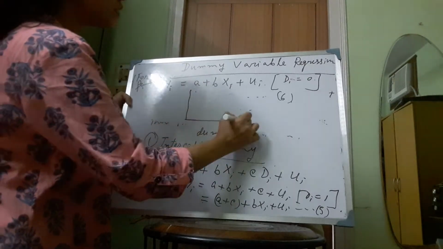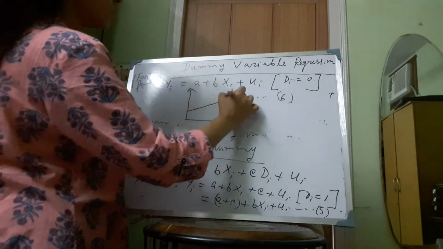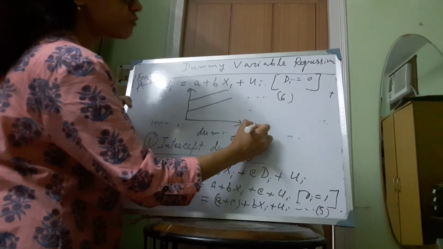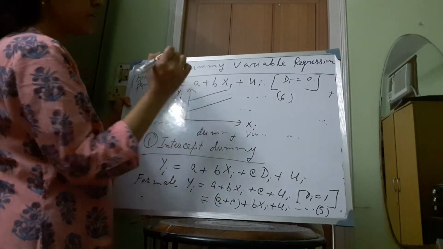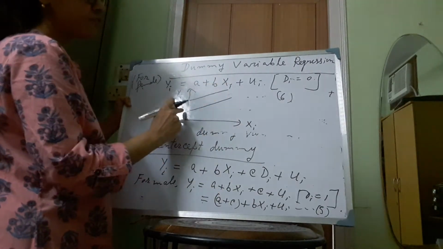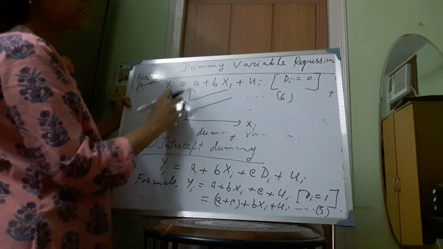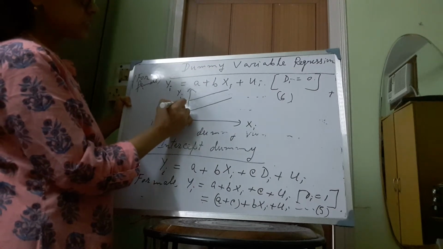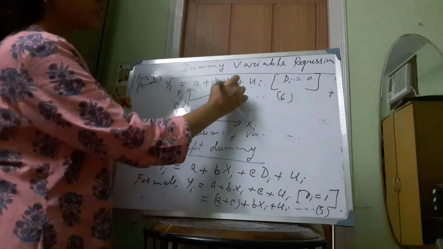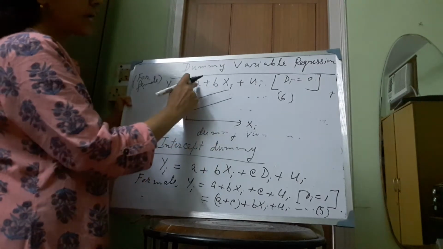So if we draw the population regression line in this quadrant, then we can get two regression equations like this. Along the x-axis we are measuring xi, along the y-axis we are measuring yi. So for the male worker this is the regression equation, and for the female worker this is the regression equation. So the difference is the difference in the intercept. For this regression line, the value of the intercept is a plus c. For this regression line, the value of the intercept is a.